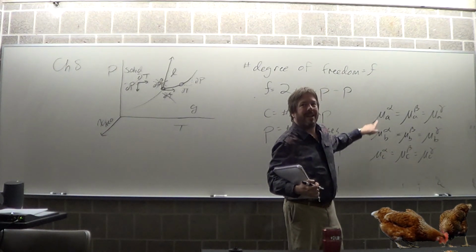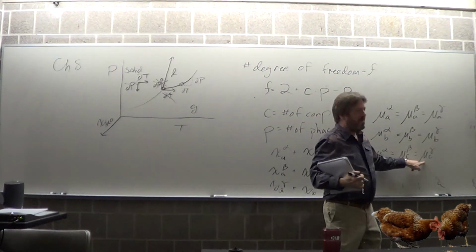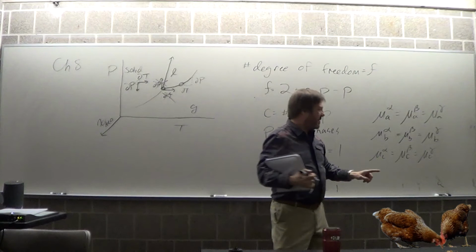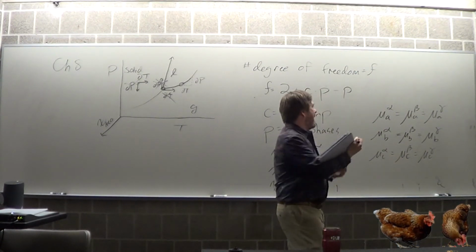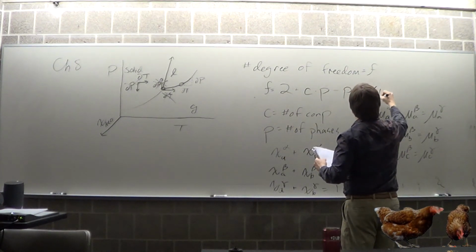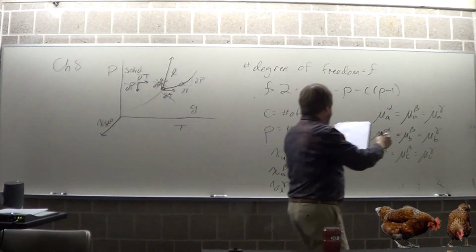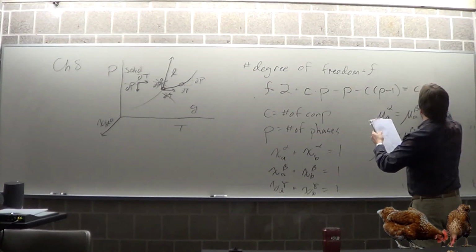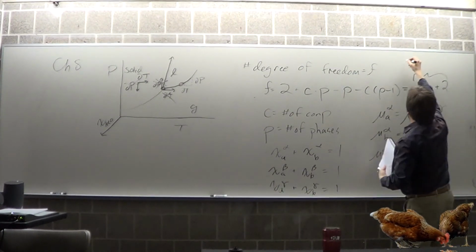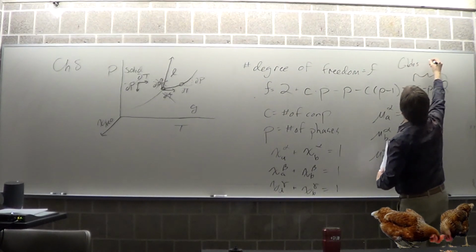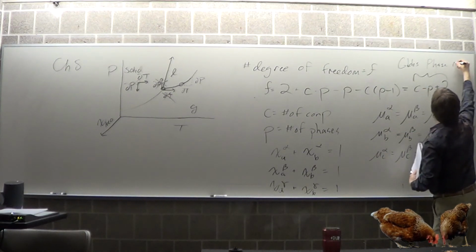Okay, so this is what? Now give me a letter. C. Okay, how many equal signs this way? P. Right, P minus 1. 2 phases gave me 1 equal sign. 3 phases gave me 2 equal signs. There you go. Now what this means is, do the algebra, and it's C minus P plus 2, which is called the Gibbs phase rule.